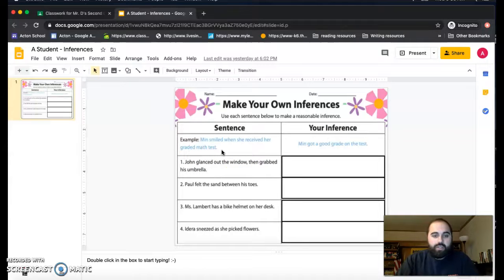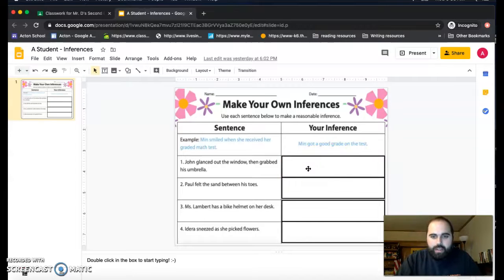And you're going to have the chance to do that for these 4 sentences as well. So, first one is John glanced out the window, then grabbed his umbrella. So you're going to make a good inference about that, about what's going on. Make sure you're using a complete sentence, starts with a capital, ends with a period. There's a text box right here. See when you get all those arrows?